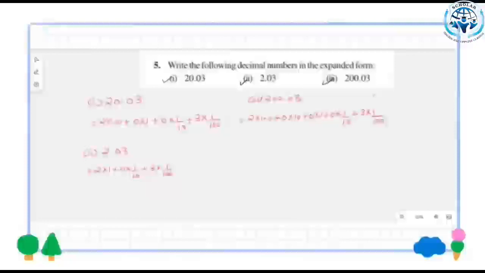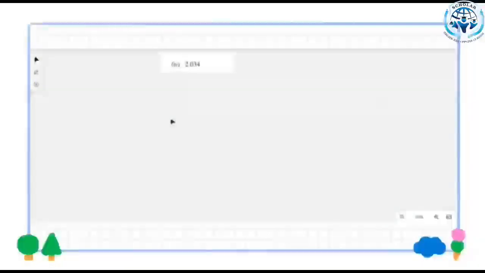Remember the places and their values. You will be able to write any decimal number in the expanded form. Now the fourth one, 2.034. The expanded form is, write it yourself and check the answer.